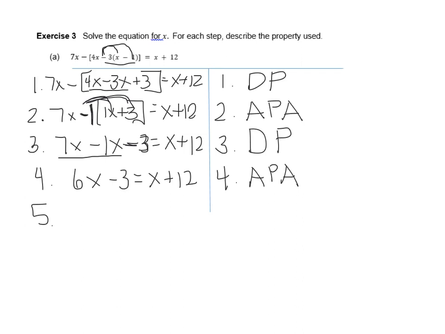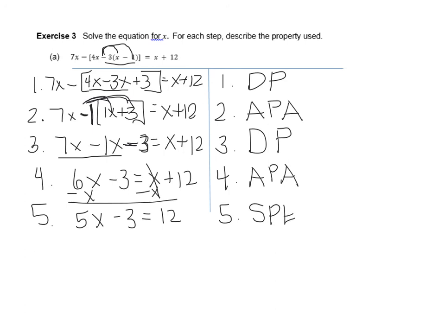Now in step 5, you have to get the x to one side. So I'm going to do minus 1x to both sides. And that's going to leave me with 6x minus 1x, which is 5x, minus 3. These cancel out. You're left with equals 12. We did use one of our properties of equality that time. We subtracted something from both sides, so we use the subtraction property of equality.